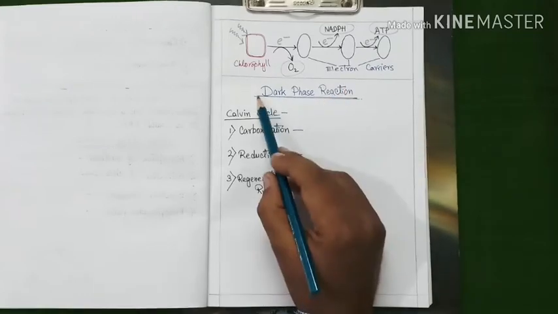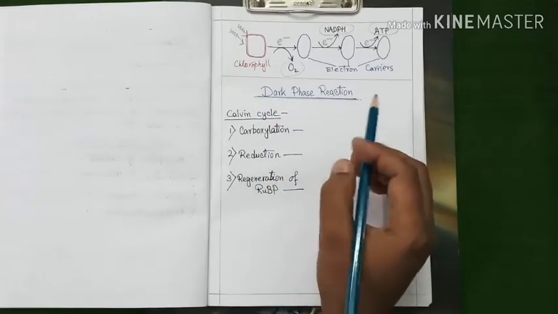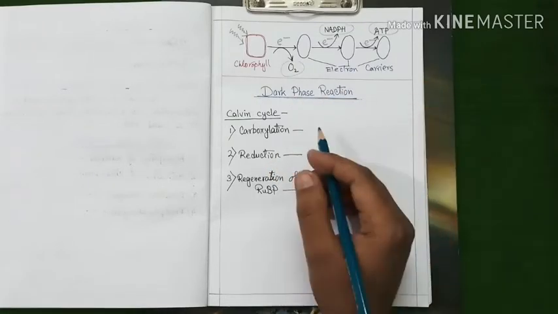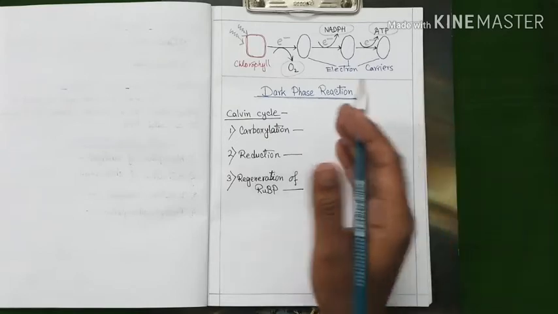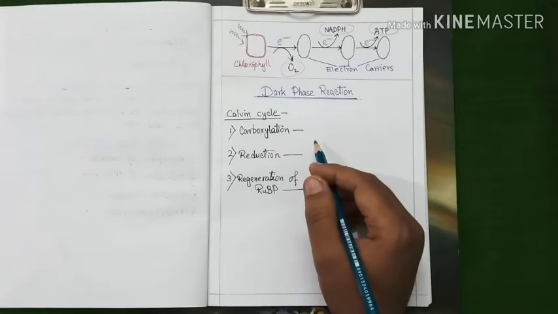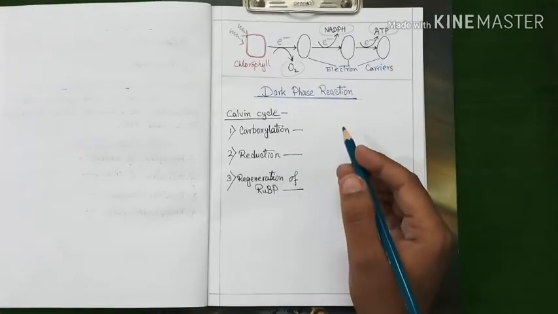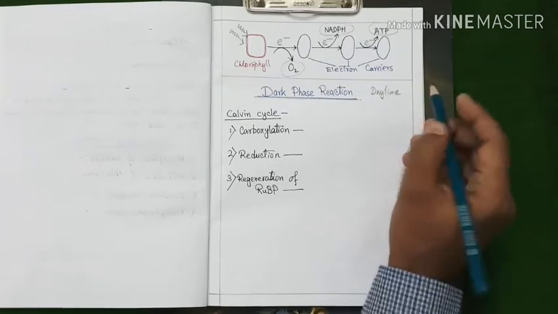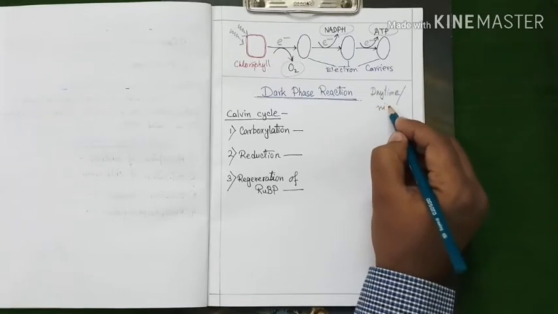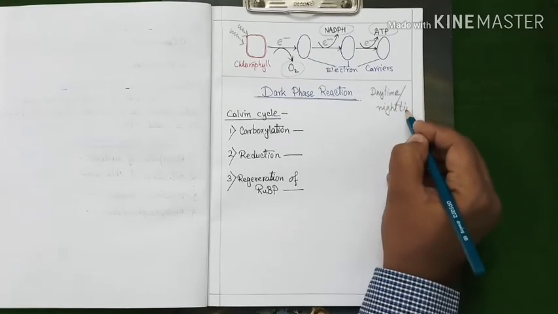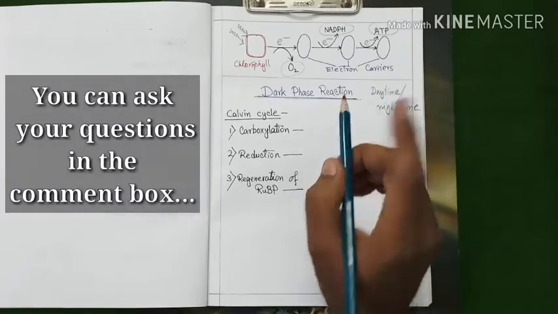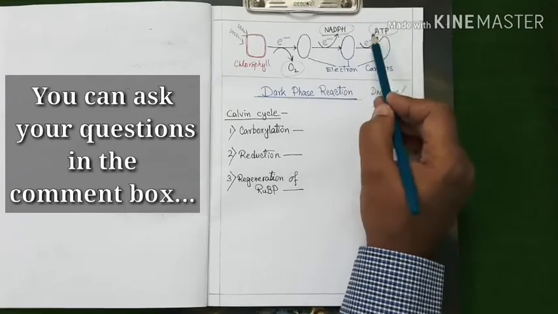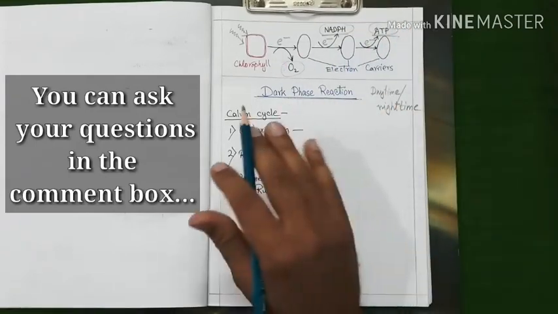The next phase is the dark phase reaction. The phase is also known as light independent phase. Direct sunlight is not required during this phase. The reaction continues even in the presence or absence of sunlight. That is, this phase of photosynthesis may occur during daytime or nighttime. But during nighttime, the reaction will continue until the NADPH and ATP produced during light phase get completely used up.